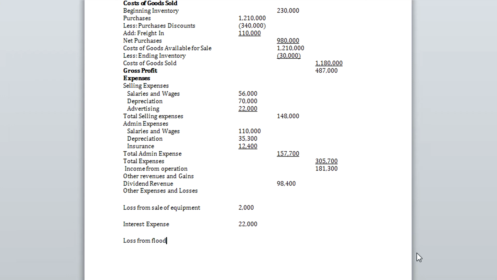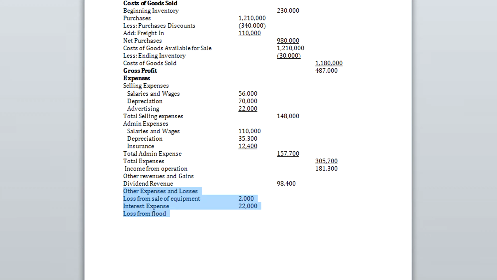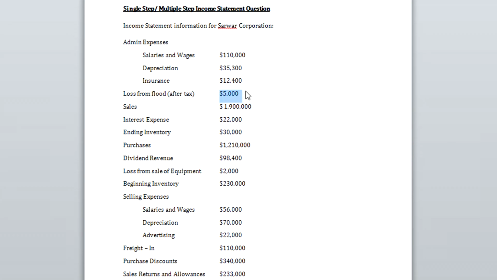Now, this one is actually going to be very interesting. Let me just format this again really quickly here. Let me just add in these bold headers also, so it's much easier for you guys to follow along. There we go. Hopefully that helps. This is loss from flood, right? It's $5,000, but so important for you guys to realize and notice it's after tax. This is an after-tax figure. I cannot stress how important it is for you to realize this.